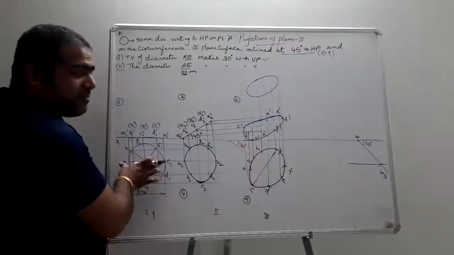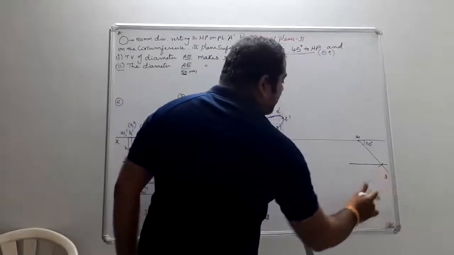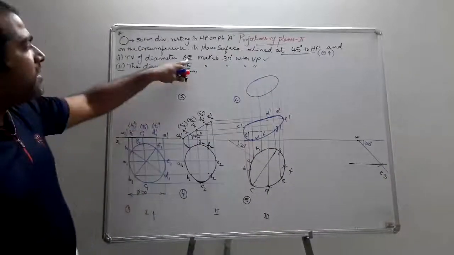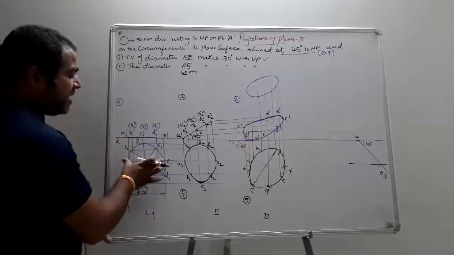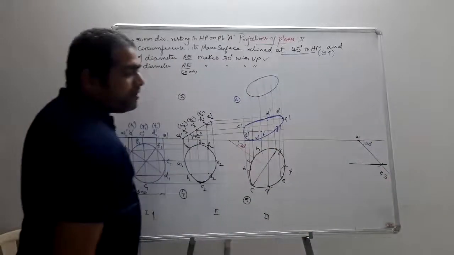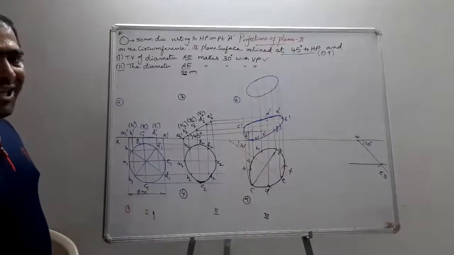Take AE, original diameter of 50. Okay, so here I just consider not B. So I just consider it is E. Why? Because here I just change my problem as AE. For here, A is 50, so with A as center and 50 as radius, draw an arc and draw the locus of E.